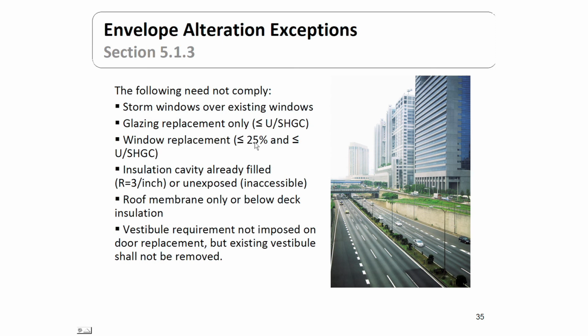If you're replacing less than 25% of the windows, that's also exempt if the U factor and solar heat gain coefficients are not exceeded. If your insulation cavity already has R3 per inch, or it's simply inaccessible, or roof membranes below the roof insulation, those are exempt. If you have a vestibule, that requirement's not imposed on door replacements, but if you have an existing vestibule, you shall not remove it. That's a basic requirement there.